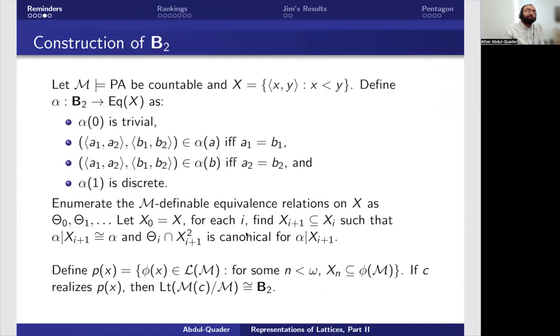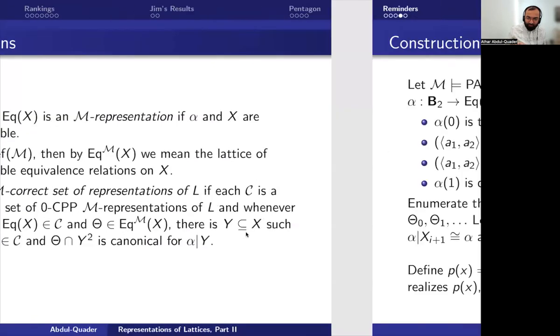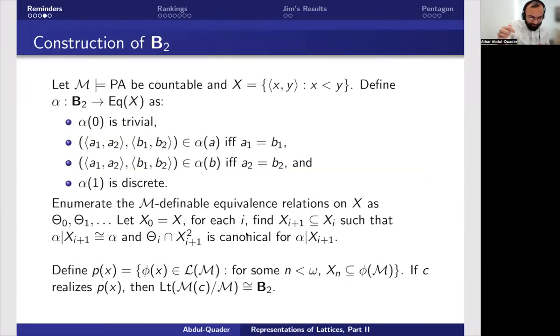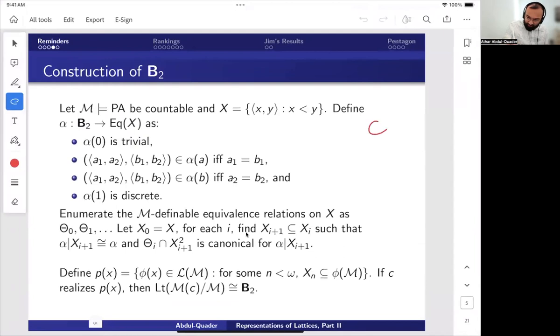So I'll recall this construction that we had, of an extension whose interstructure lattice is exactly the lattice B2, and I realized I didn't put in the drawing of B2, so let me draw that in here. So B2 is this lattice with a bottom element 0, a top element 1, and then two incomparable elements A and B in between.